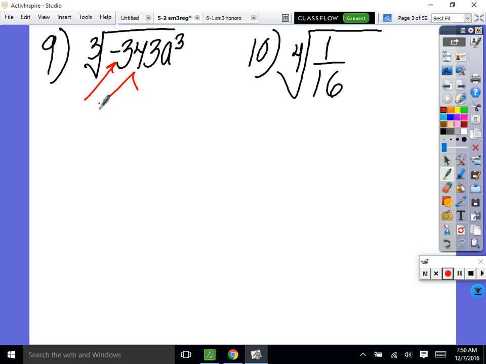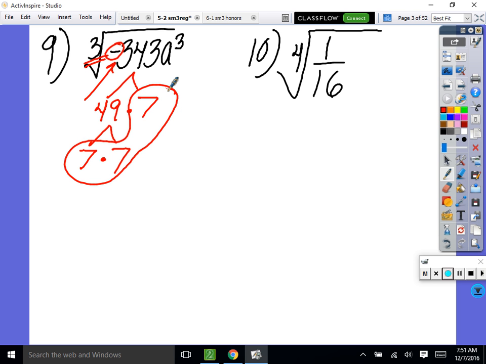343 broke down into 49 times 7, correct? 49 breaks down into 7 times 7, and now we're pulling out groups of 3. There's a negative, so it's just going to be a negative answer, negative 7. And then the cube root of a cubed, root cancels out with power there and gives us an a. Even root? Nope, so we don't need absolute values.